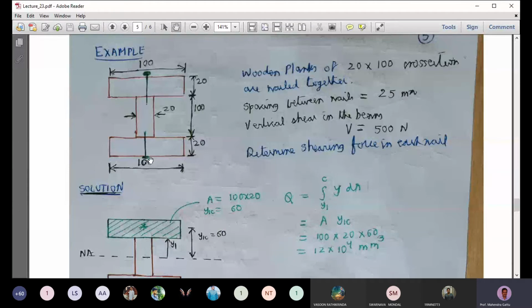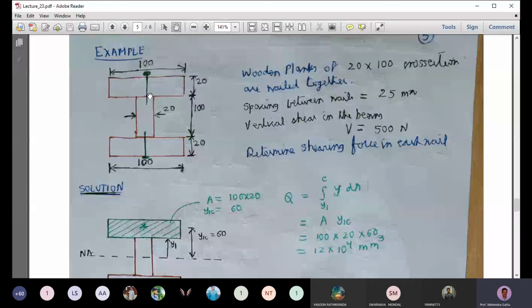So to find that, if you see here, this nail is connecting this plank and this plank. Okay, so there will be some horizontal shear acting at the interface of these two planks. So we need to find what is that shear force which is acting at that interface, because without this nail, slipping will occur at that interface.